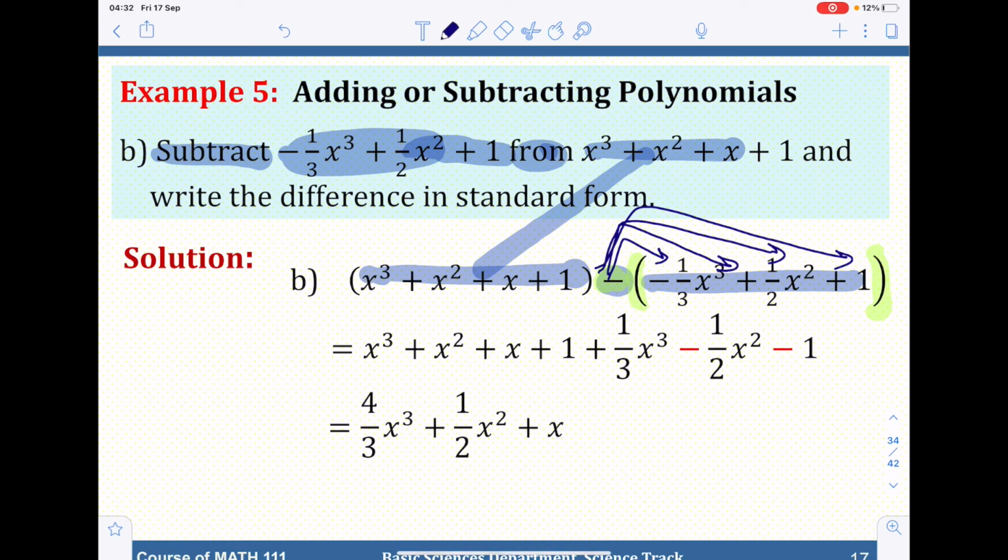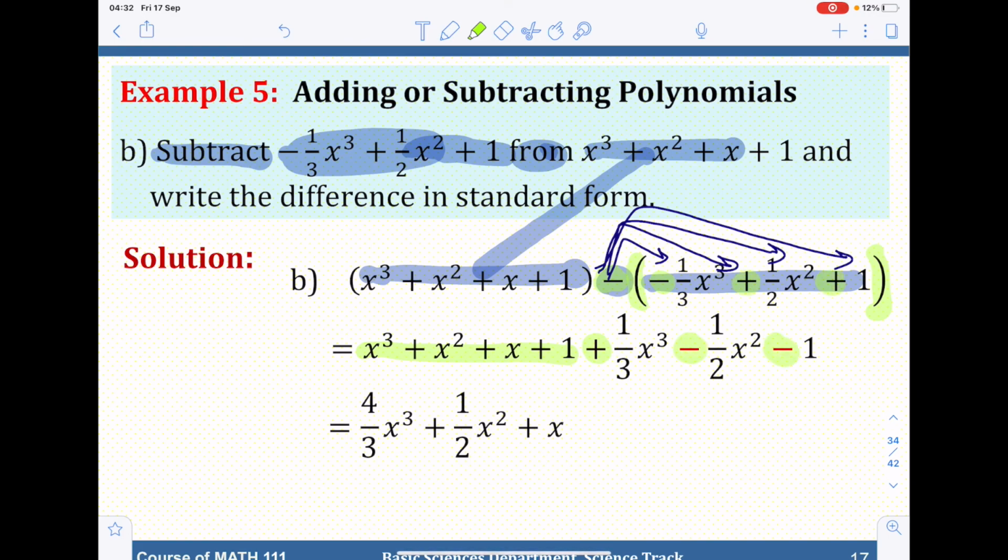Distributing the negative means we will change the sign of the terms. If it's negative, it would be positive. If it's positive, it would be negative. So as you can see here, we just put the first polynomial as it is, and then we change the signs of the second polynomial. So here we have negative, it would be positive. This positive, it would be negative. This positive, it would be negative.